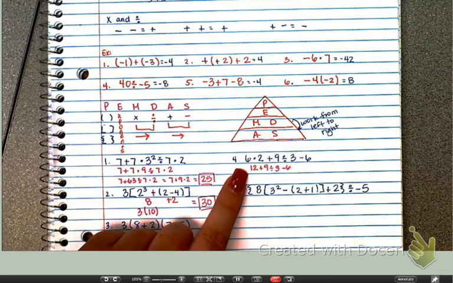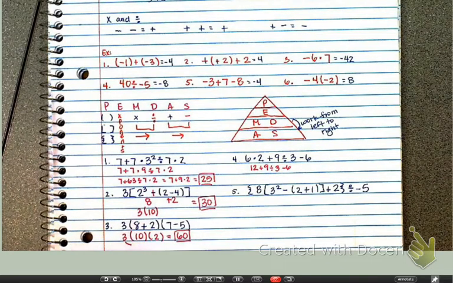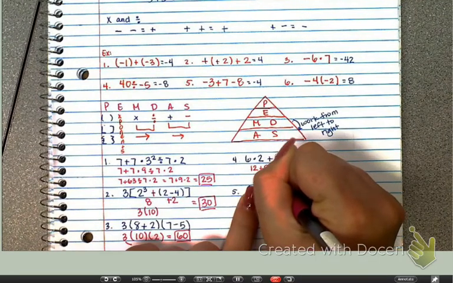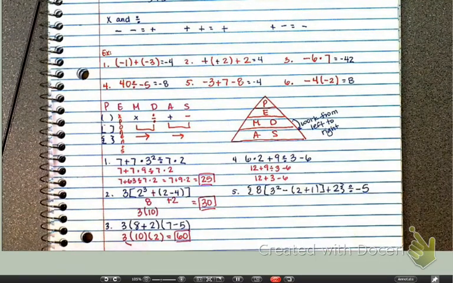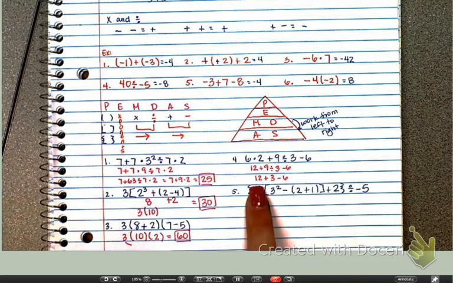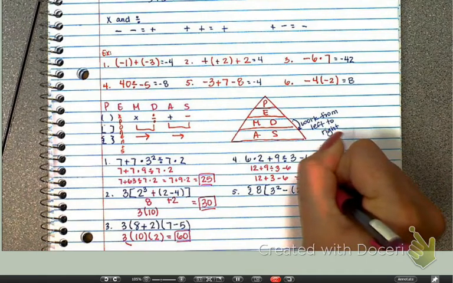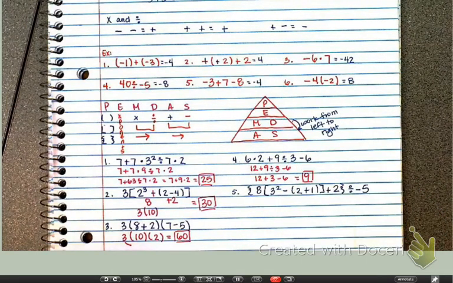So I just rewrote it all. What's next? Divide. 9 divided by 3 is 3. So 12 plus 3 minus 6. 12 plus 3 is 15. 15 minus 6 is 9.